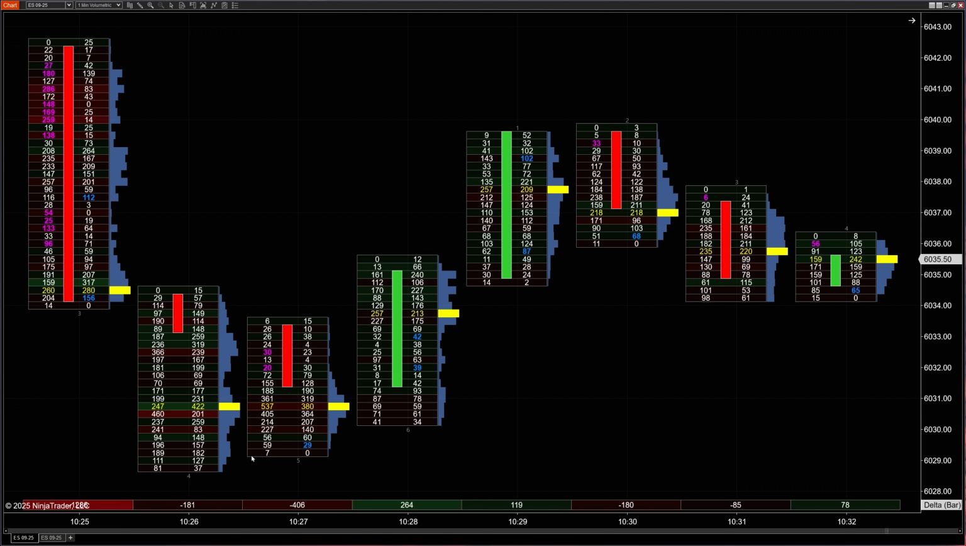When we look at candles like what we had down here at the low, notice right here at 1026, we had 81 contracts on the bid. We had 37 contracts on the ask. So that means somebody is trapped down here at the low.